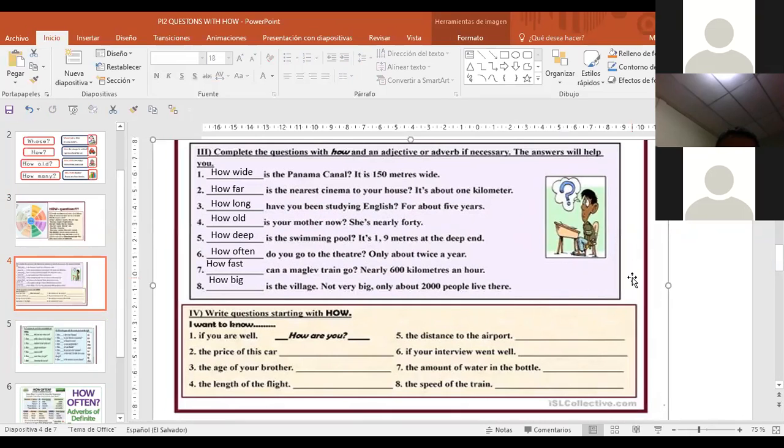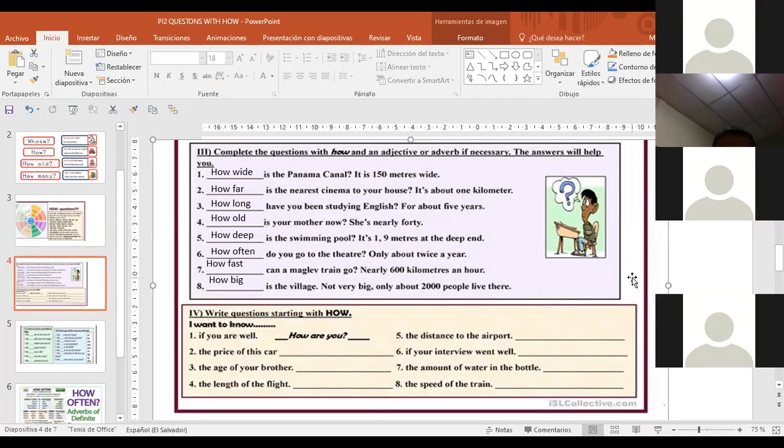Okay, so let's repeat. Number 2. How far is the nearest cinema to your house? It's about 1 kilometer. It's about one kilometer. Okay, very good.